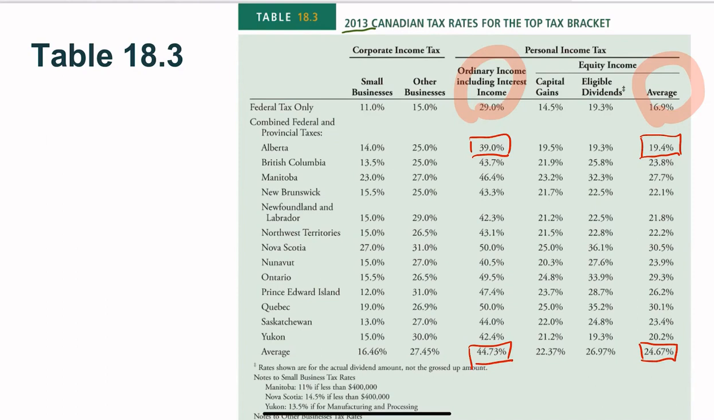So on average, for Canadians in the highest income tax bracket, oh, I forgot to mention that. This is the tax rate for the top tax bracket, that is, the highest earners. For these people, they have to pay 44.73% of their interest income as tax. But for equity income, they only need to pay about 25%. So the tax on equity income is significantly lower compared with the tax on interest income.